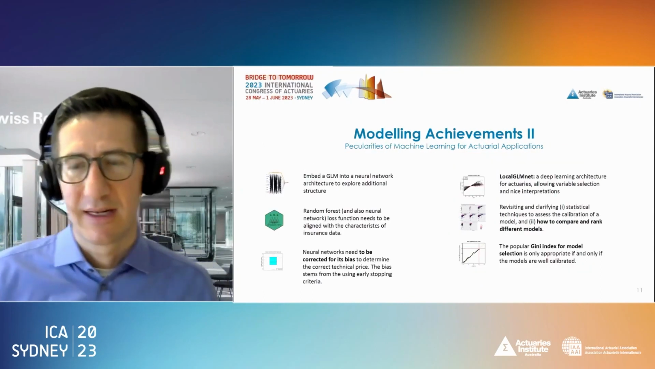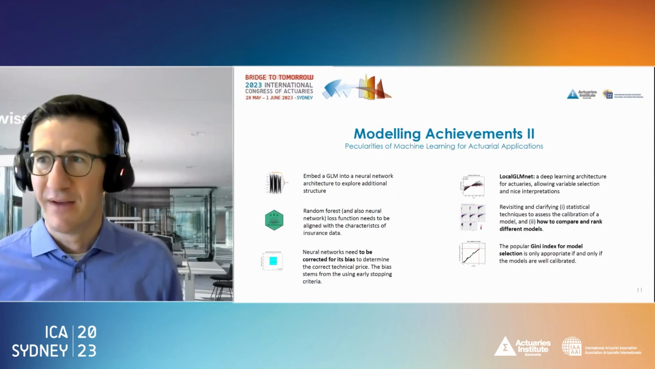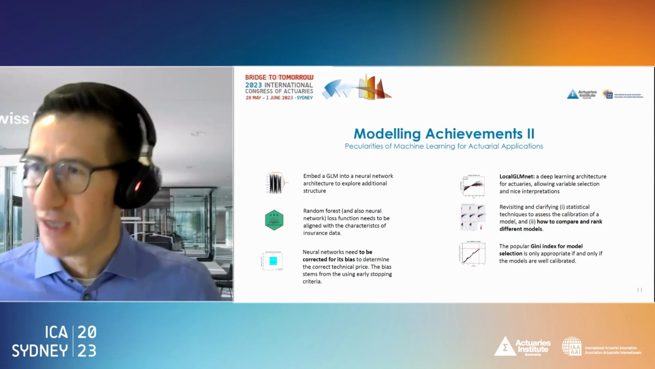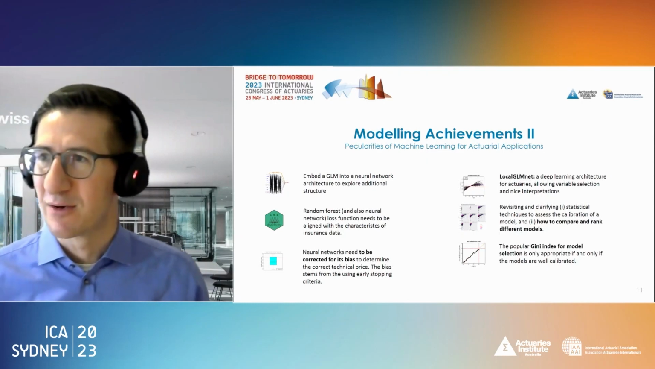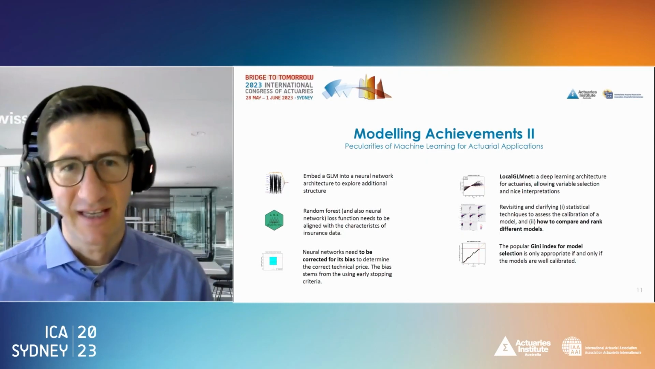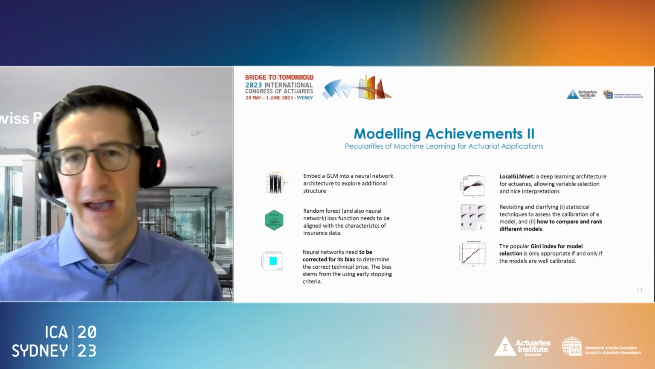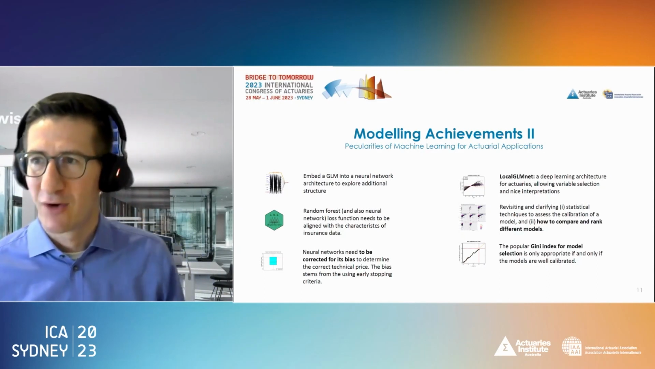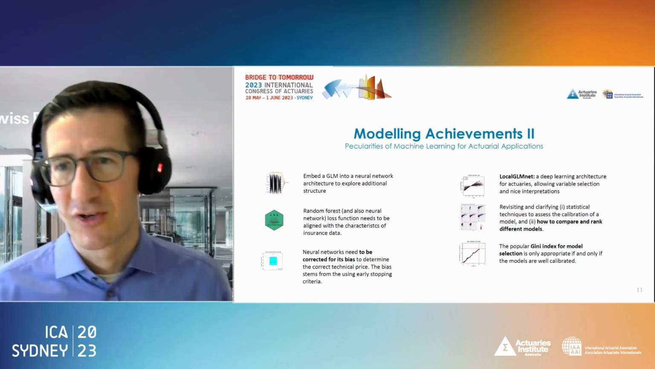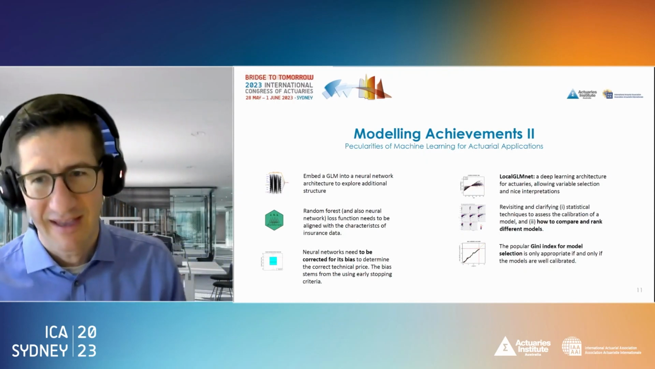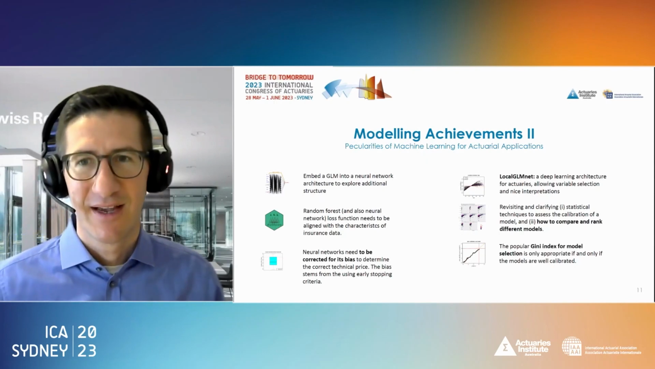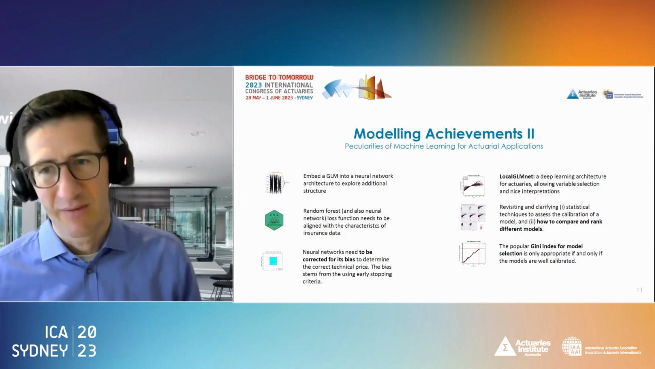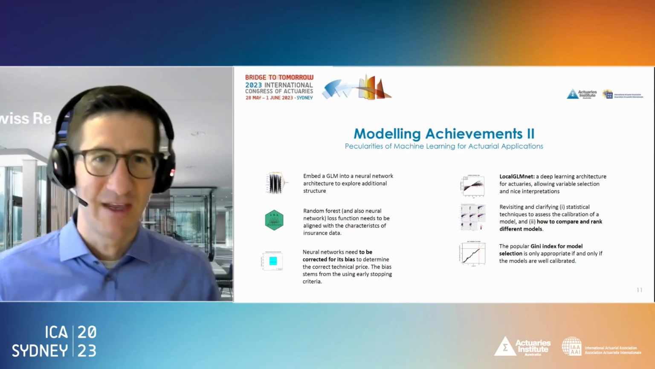The second dimension I'd like to go into is that when you apply machine learning for actuarial applications, there are some peculiarities you need to deal with. They are important because they are specific and dedicated to actuarial applications. Our learning is that, of course, there's extensive literature on how to apply machine learning in retail and in other industries, but for actuarial applications there are some very specific things that are very important, and we tried to find what these are.